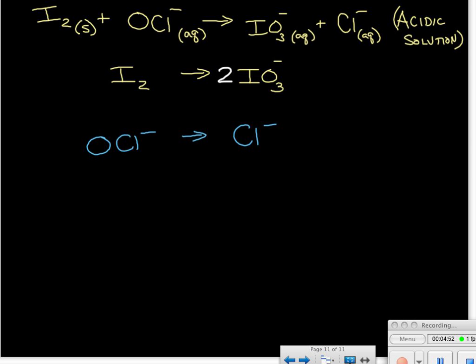You see in our first half reaction, we don't have any oxygen on the left-hand side, but now we've got two of these ions that each contain 3 oxygens. We've got 6 oxygen atoms that we have to come up with.